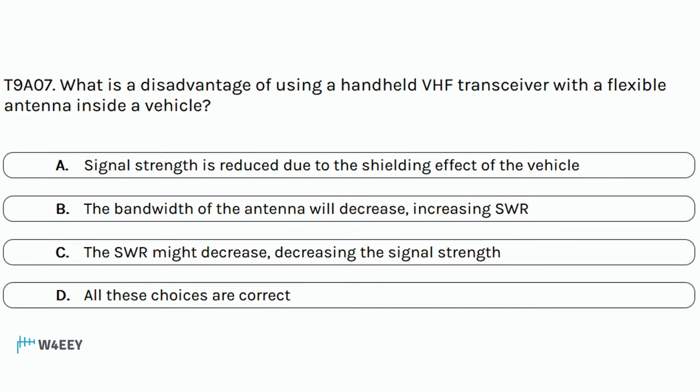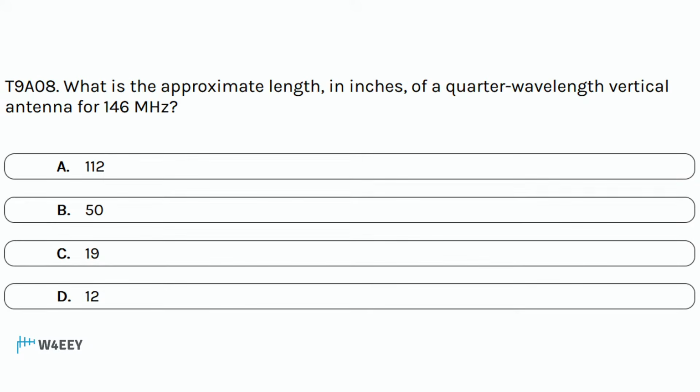And what is the disadvantage of using a handheld VHF transceiver with a flexible antenna inside a vehicle? Alpha. Yep, signal strength is reduced due to the shielding effects of the vehicle. And what is the approximate length in inches of a quarter wavelength vertical antenna for 146 megahertz? I'm not going to make you do the formulas, but I gave them to you. Anyone want to hazard a guess? I'm going to say C. And you would be correct. 19 inches is the approximate length of a quarter wavelength vertical antenna for 2 meters.